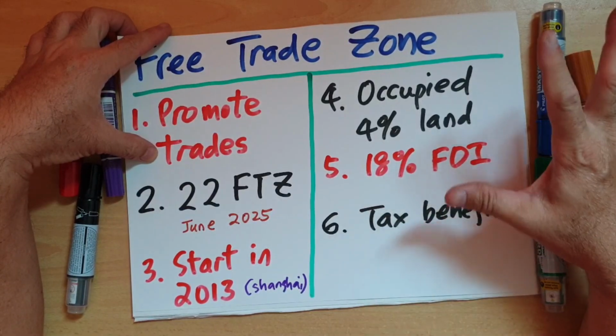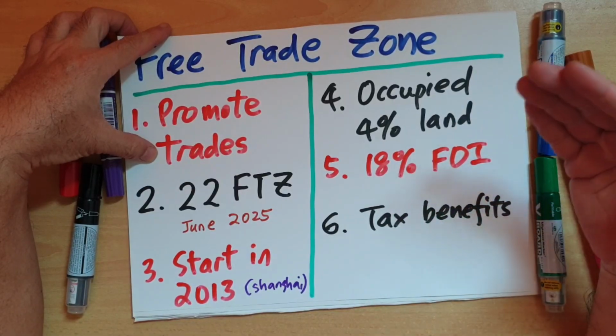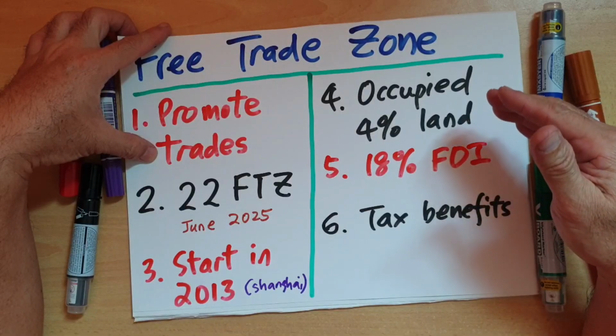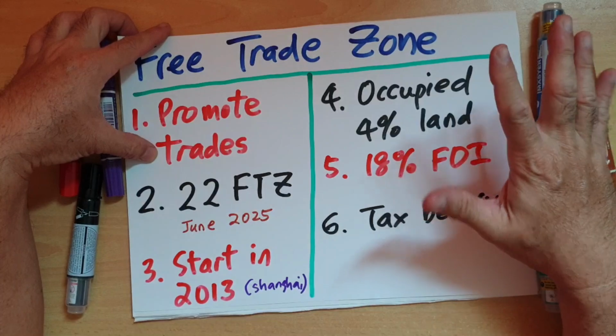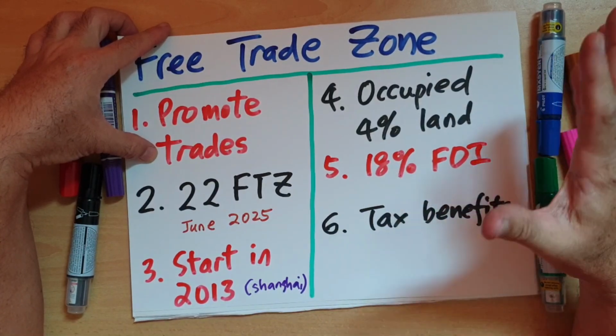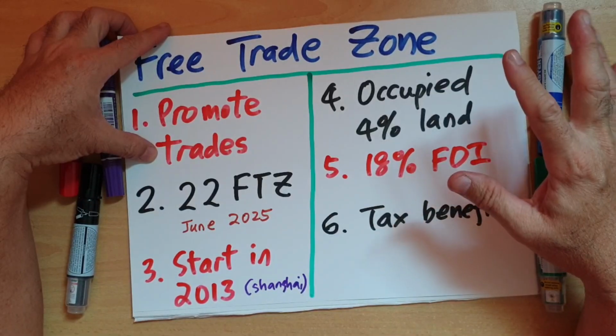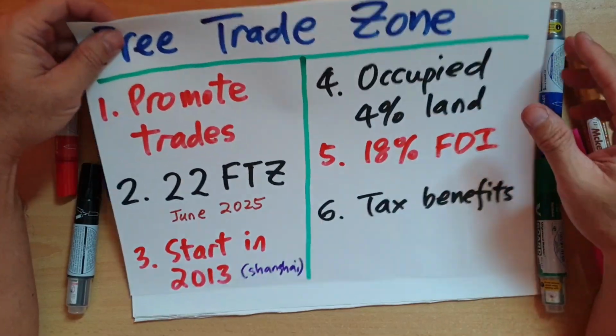Now, just to give you an example, for the Shanghai Free Trade Zone, the value of the import and export, in US dollar terms, is around 90% of Singapore GDP. So you can see the significant contribution to China's economy by all these 22 free trade zones.